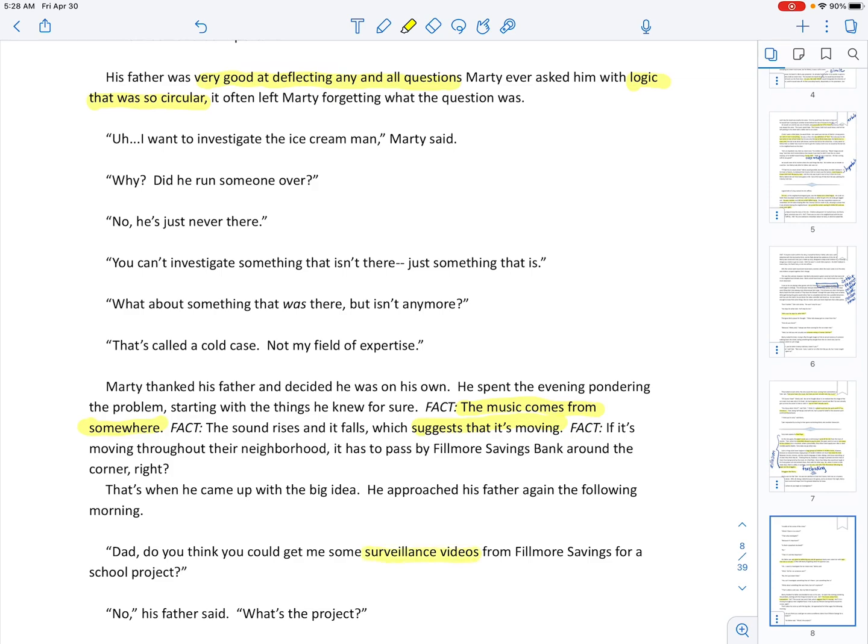Surveillance videos means that places like banks, businesses, they have video cameras running all the time and they take footage. So surveillance videos means the actual video footage from the bank.